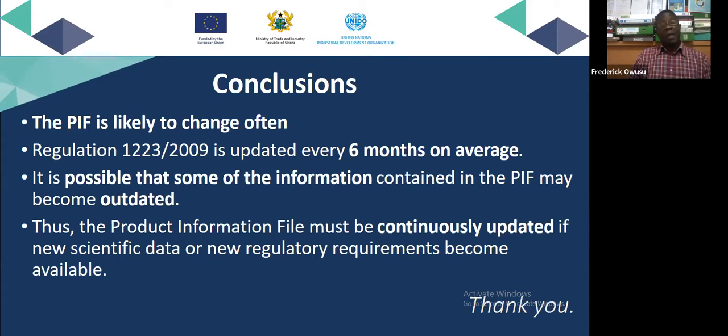I've tried to break this thing down, but what I want you to take home is that your product information file is a mandatory requirement according to Regulation 1223. And it should be structured into 5 parts: product description, product safety, manufacturing method, evidence of any claim, and the data relating to animal experimentation. I said, if you are not doing any experiment with animals, please, you have to say that in your PIF.